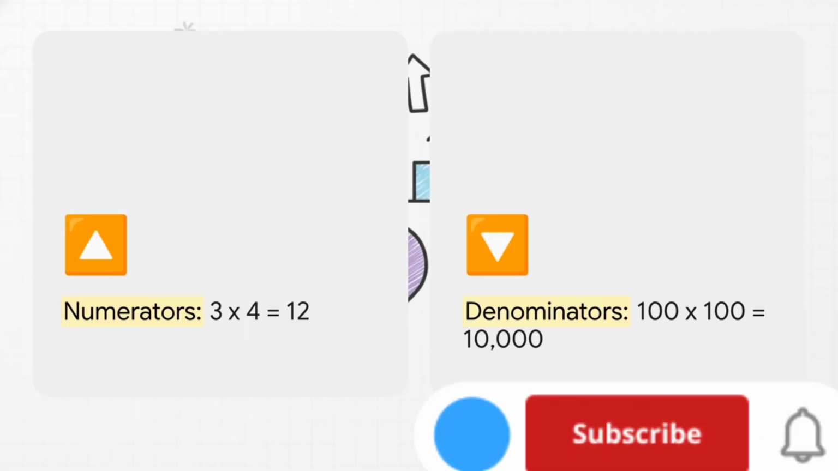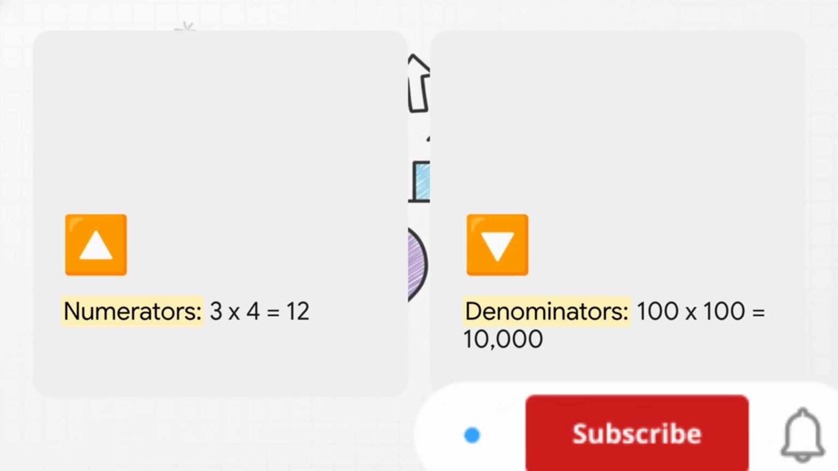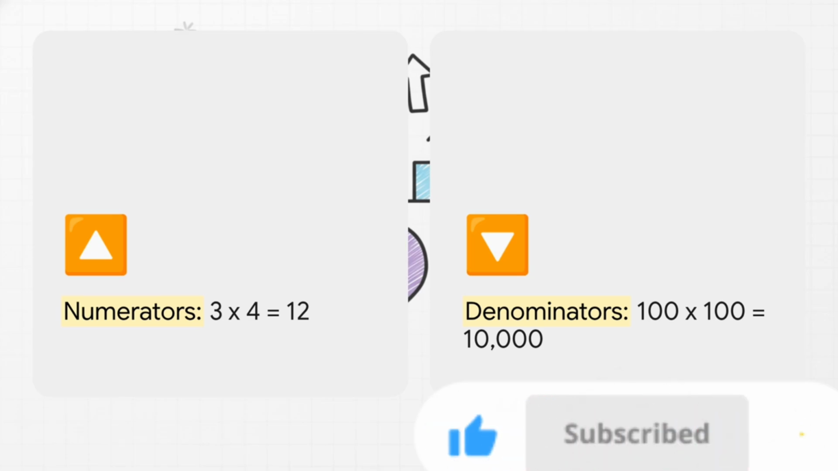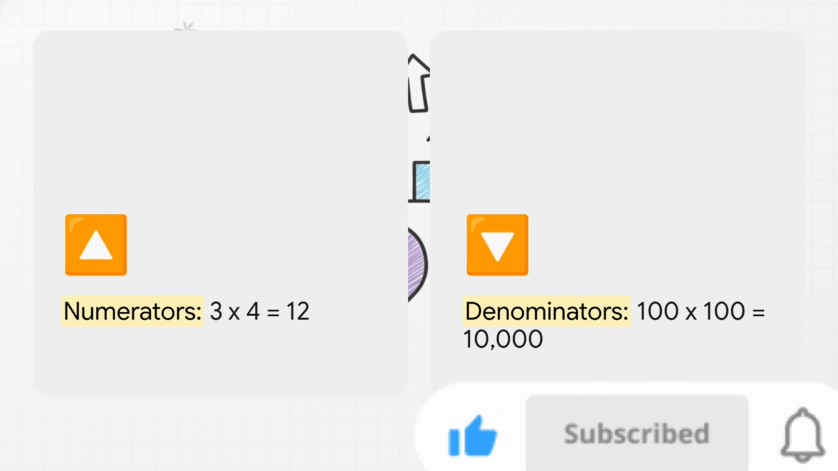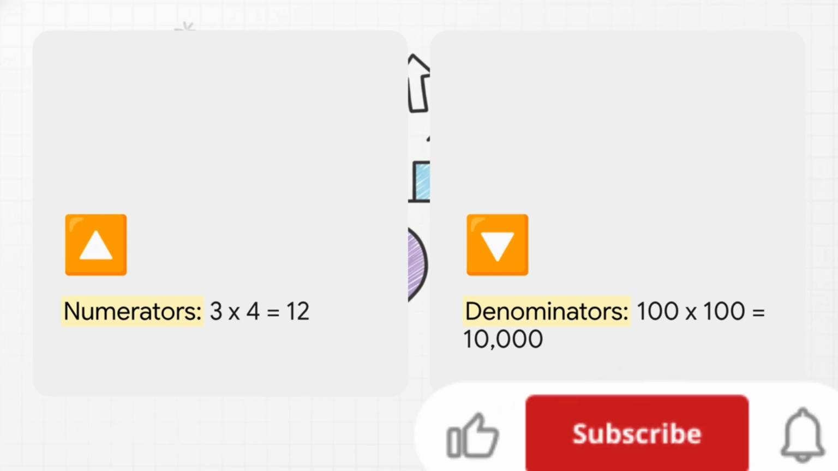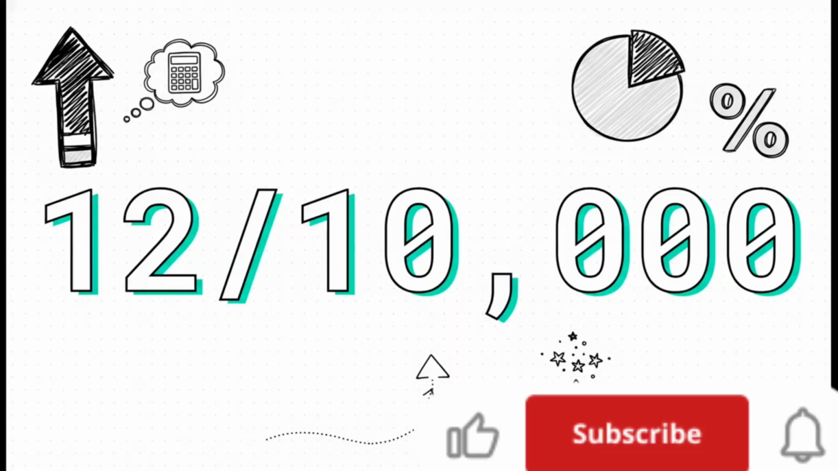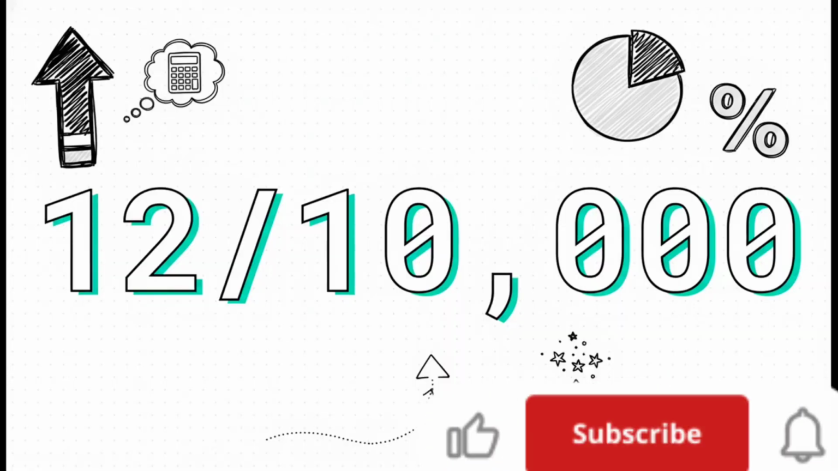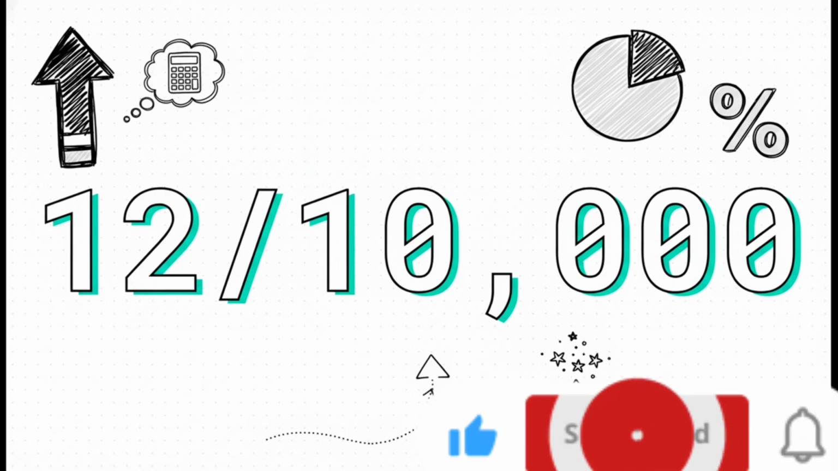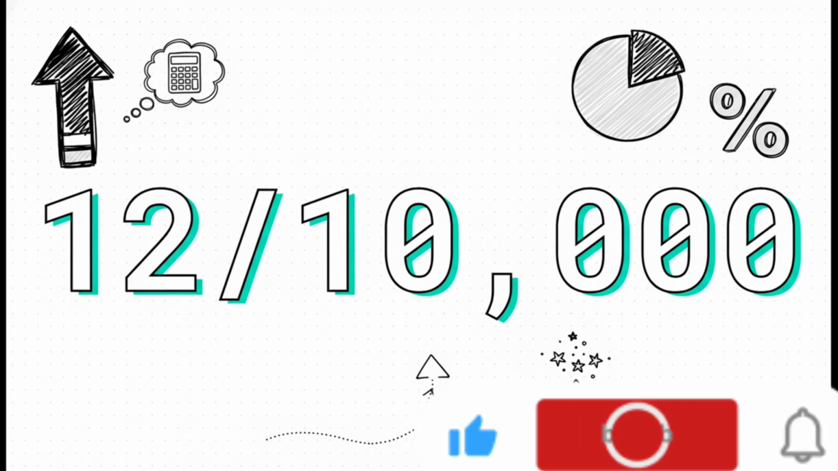Remember how to multiply fractions? It's easy. You multiply the top numbers, the numerators together. So 3 times 4 gives us 12. Then you multiply the bottom numbers, the denominators together. So 100 times 100 is 10,000. Simple as that. And boom, that leaves us with our result as one single fraction, 12 over 10,000. Now we're getting really, really close, but we're not quite at the finish line yet. We've got to turn this back into a percentage.